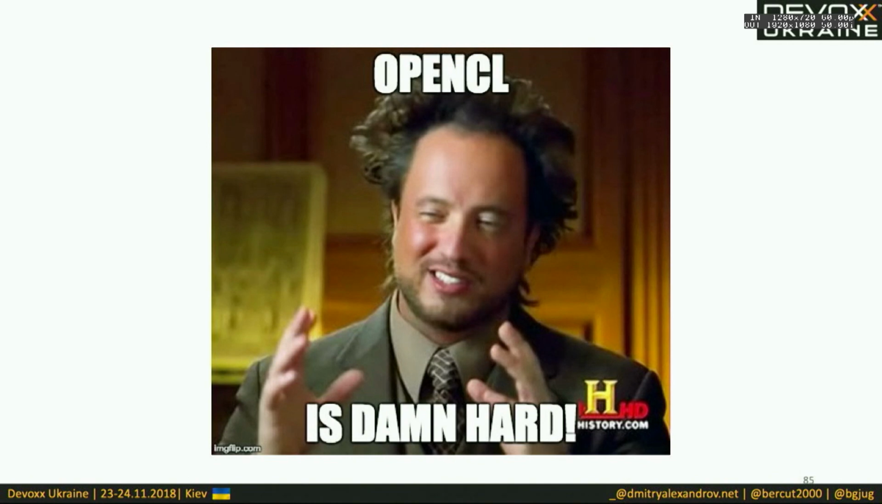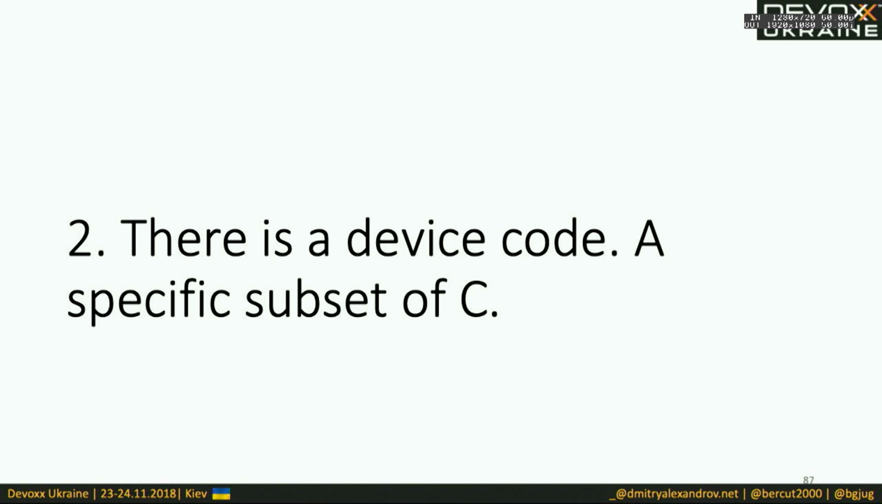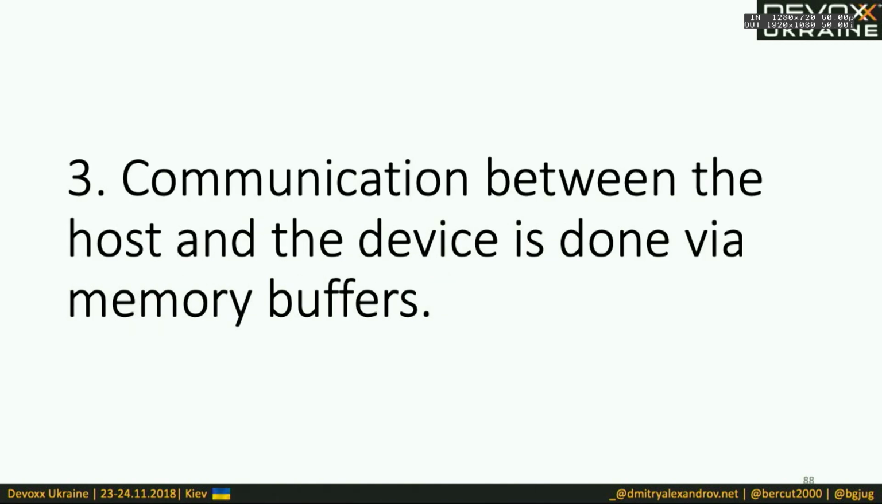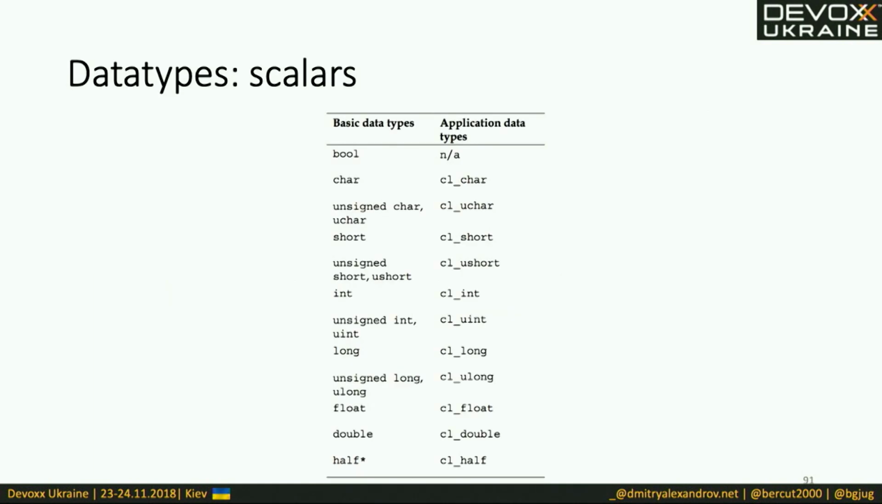Yes, it is damn hard. Yes, because there is a code which is Java, there is a special subset of C you have to know. You have the communication between your host device and the video card via memory buffers. You have to send data, you have to communicate via memory, and unfortunately, it's not what you are able to send in Java. So there is the data itself, it's not the same. So basically, you have very special types of data which you have to convert your data to.